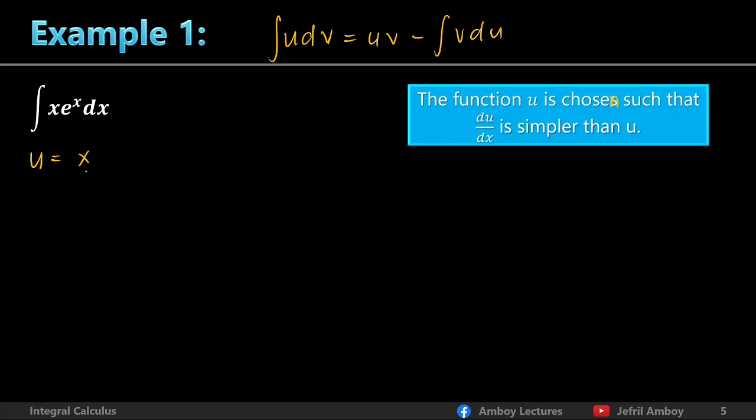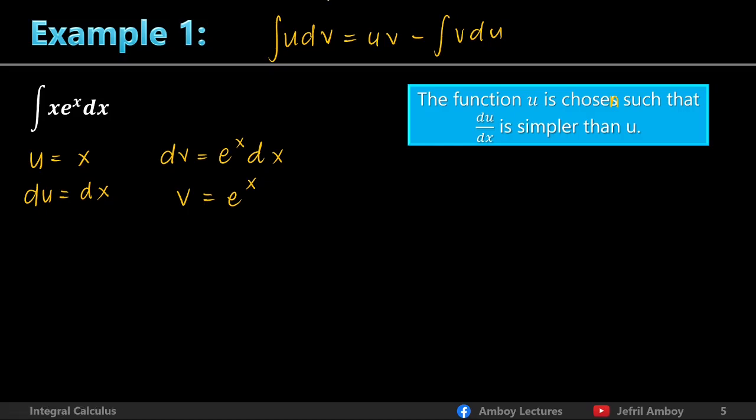Diba? So, kung ang u ay equal sa x, ano yung du? Yung du natin, of course, is dx. Next, ano naman yung dv? Kasi kung may u, may dv. Yung dv, yun yung matitira. So, yung natira is e raised to x dx. Next, from dv, kukunin natin ngayon yung v. So, to get v, we just integrate. No? Ano ba ang integral ng e to the x dx? That's simple. E to the x, di ba? Napakadali niyan. Okay? So, meron na tayong ngayong u and v na pwede nating i-substitute dito sa formula para sa integration by parts.